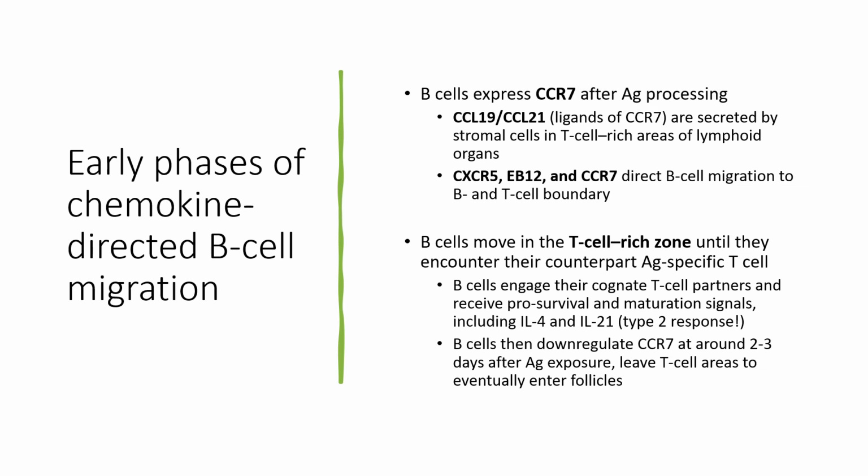Additionally, there's 2 others, CXCR5 and EBI2. They also help direct B cell migration to that boundary between the B cell regions and the T cell regions. We're going to look at the structure of a lymph node on this next slide. It's all figures, so that's why there's so much text on this one. So B cells are going to start to move toward those T cells that they actually needed to get full activation.